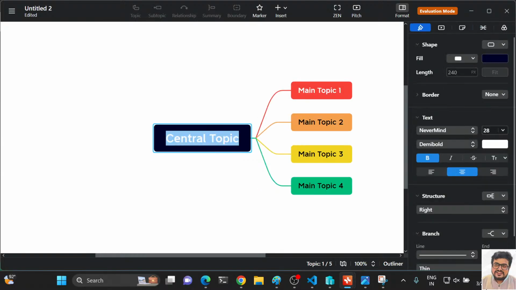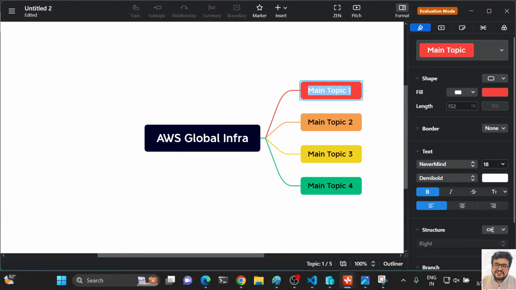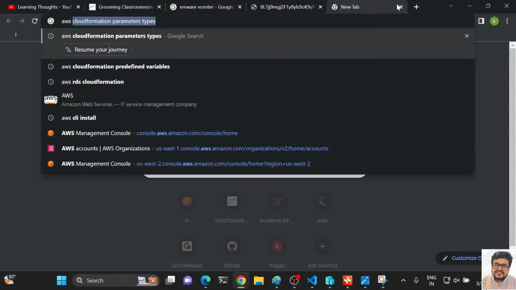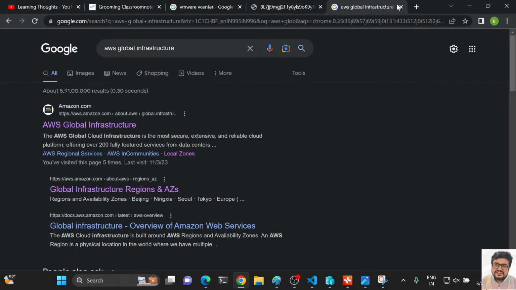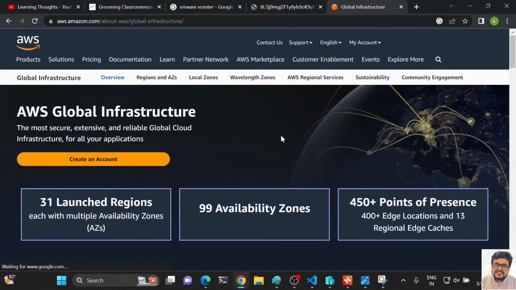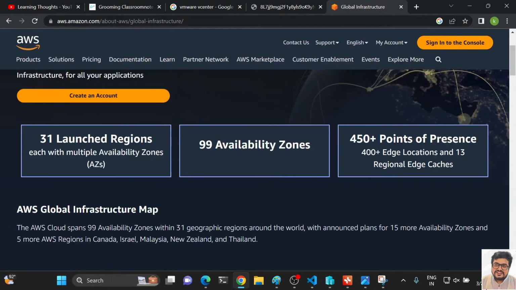So AWS global infrastructure. What AWS tries to tell us is it will identify some locations on the planet. If you see, it says I have 31 launched regions, 99 availability zones, 450 point of presence servers. Point of presence is nothing but an edge location. And there are regional edge caches and edge locations.